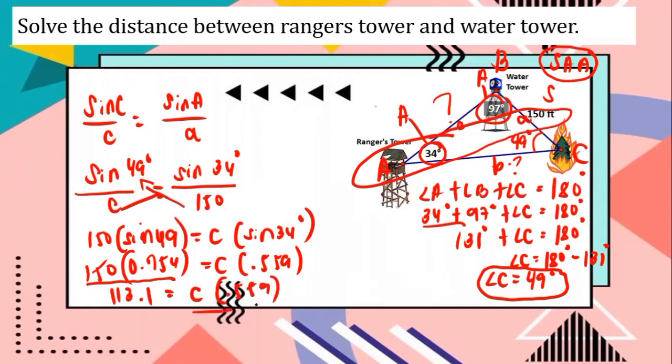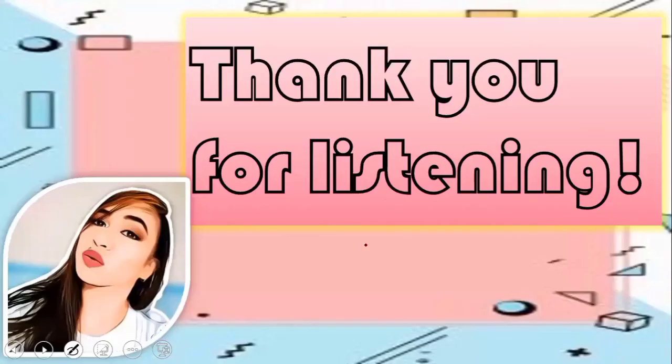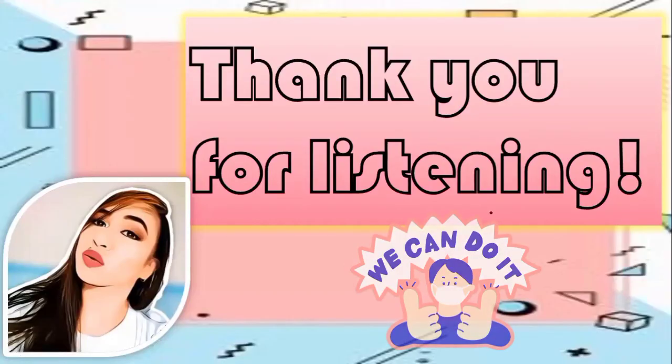And then divide both sides by the number beside c, which is 0.559, so that we can cancel that, and also the other side 0.559. Alright, so for the value of c, divide 113.1 by 0.559. The answer that we can get is 202.33 feet, because the unit used in this problem is feet. This is the final answer. Alright, and that's it for the law of sine. Thank you for listening.